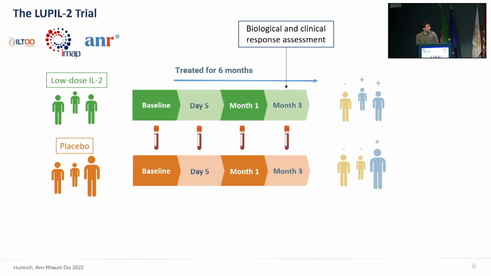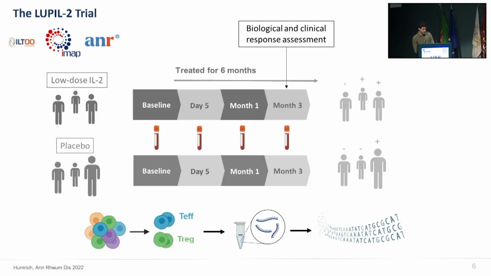So to look for such signatures, we can leverage data that come from a clinical trial called LUPL-2. In that trial, patients were given either low-dose IL-2 or a placebo, and their response to the treatment was biologically and clinically assessed 3 months later. We have blood samples from these patients from before and during treatment at baseline, day 5, month 1, and month 3. And from these blood samples, T cells were collected and cell sorted to separate effector T cells from regulatory T cells, and I analyzed their repertoire sequencing data.